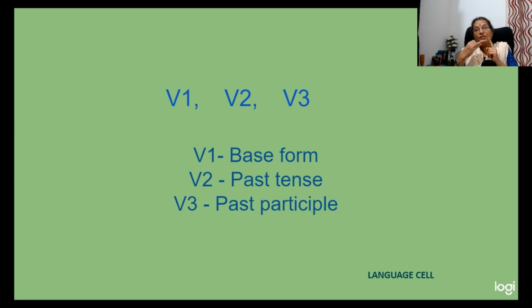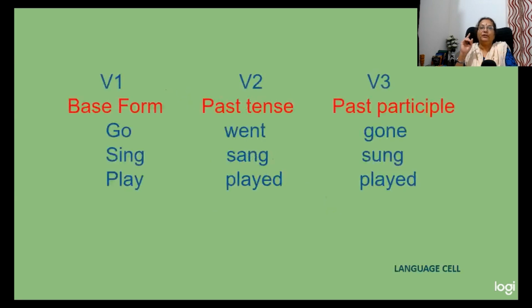Now, we also need to know the past participle form. This past participle form is used with the perfect, in the perfect tense, like has gone, has seen, have heard, right? All these things we'll need. So, past participle form is also used for passives. So, you will need all these things in different places. That's why we need to learn the V1, V2 and V3.